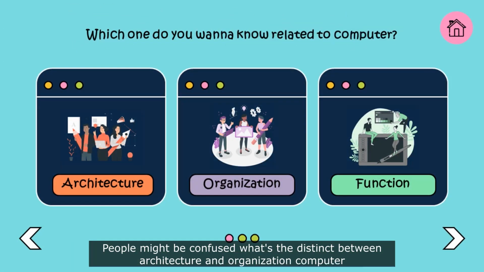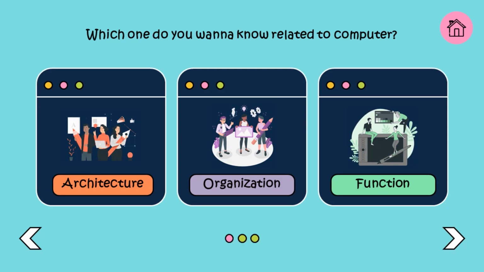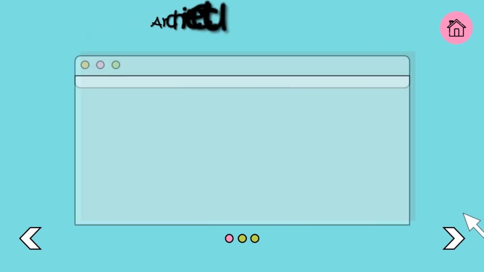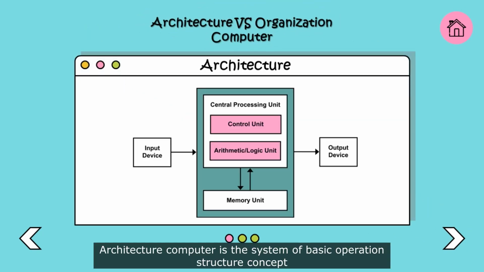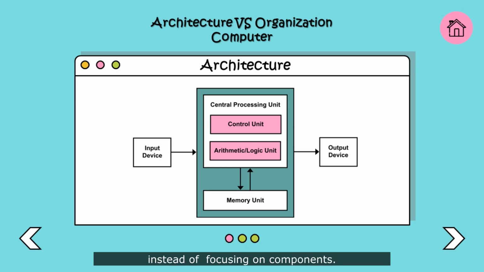People might be confused about the distinction between computer architecture and computer organization, which are related to each other. Computer architecture is the system of basic operation and structured concepts that has a direct relation and impact on the execution of the program, instead of focusing on components.